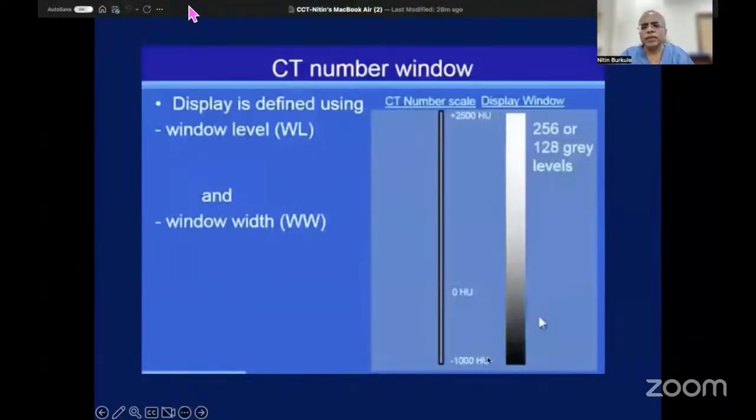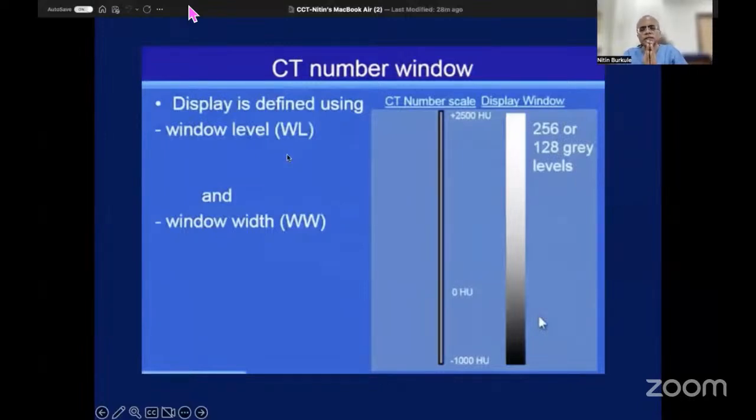Suppose we have distributed all the 256 gray scales from minus 1000 to 2500 Hounsfield units, and this is 0, which is water, the mid range of the gray. Then this 0 is called the window level. That means the center of the grayscale is called the window level. And what is window width? The values in between, over which you have spread the grayscales, like minus 1000 to plus 2500, is your window width. So, window level and window width.